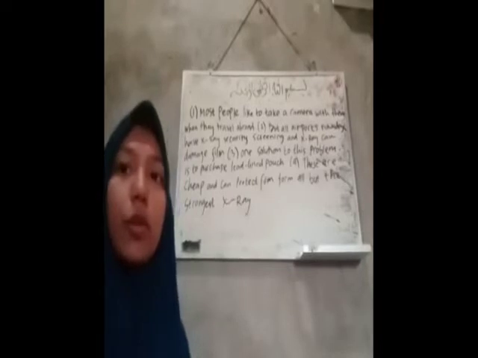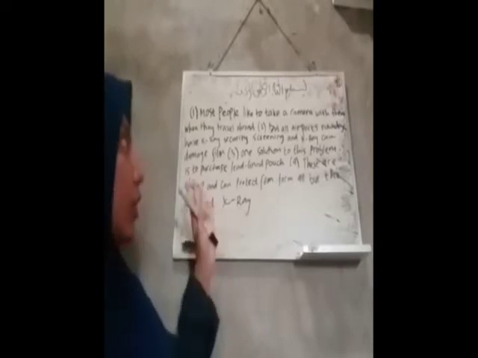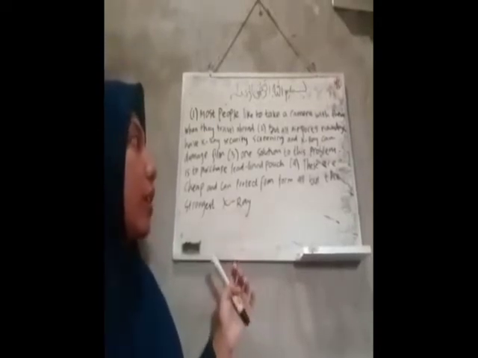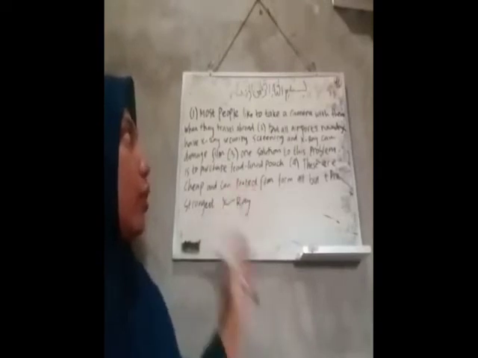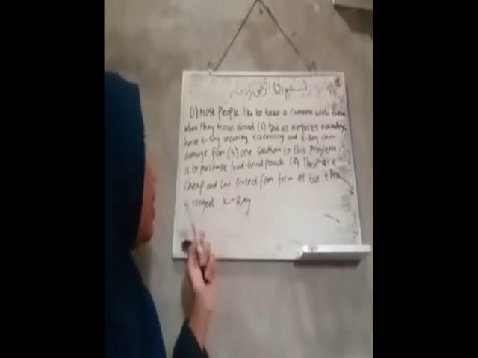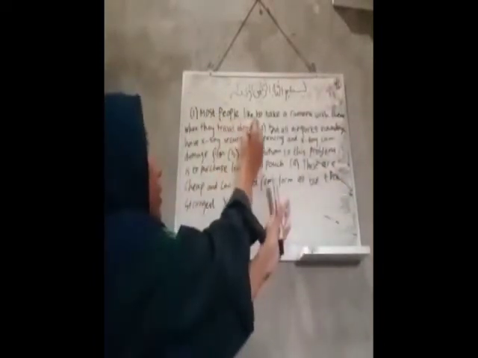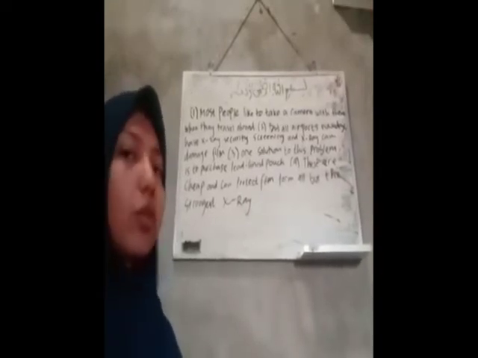Okay, everyone. So right here, I'm going to explain how we analyze text patterns in discourse analysis. As you can see here, there is a text which consists of four sentences. We are going to analyze this text by finding what kind of elements its sentences use in developing the text. In the first sentence, "Most people like to take a camera with them when they travel abroad," this sentence is called the situation, which refers to specific conditions or events.